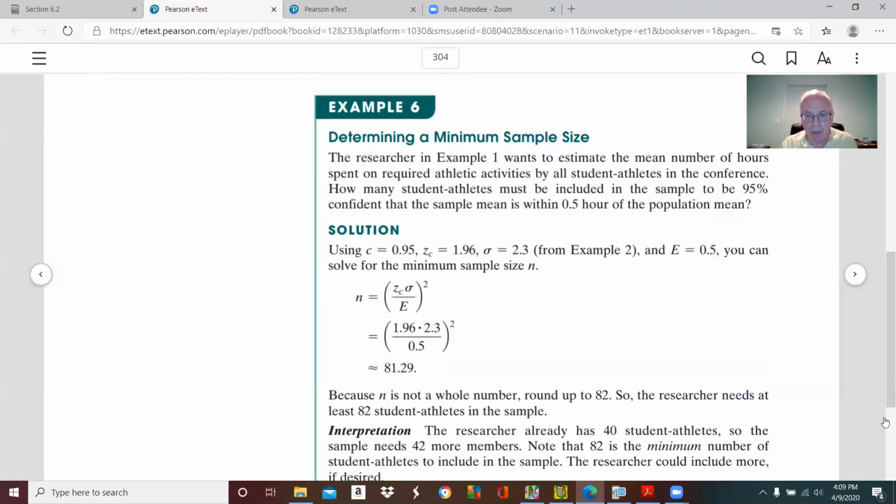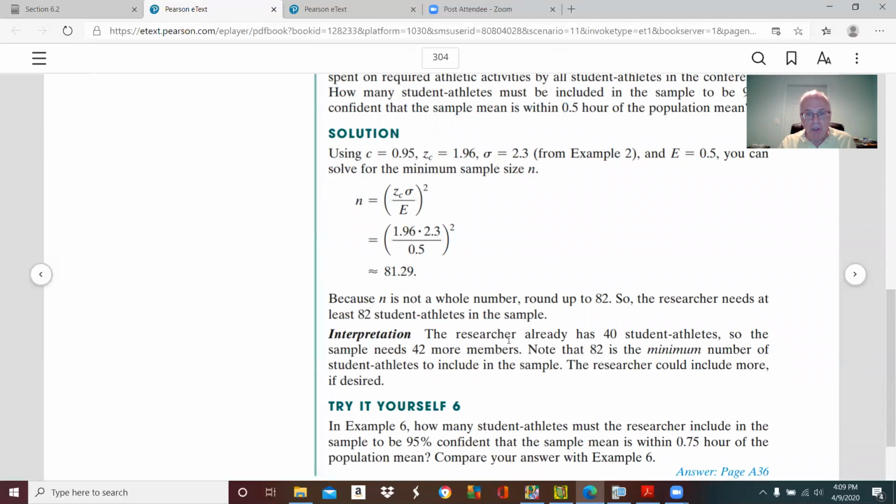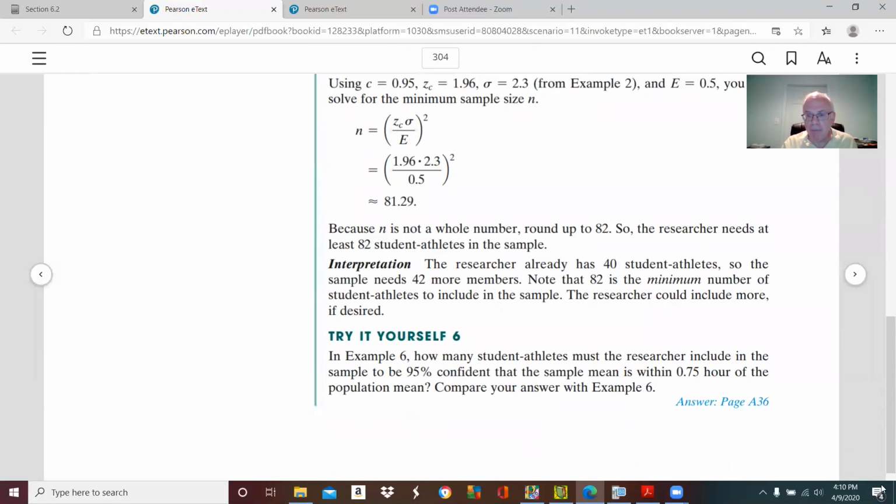All right, so the interpretation is the researcher already has 40 student athletes. Now, where did the 40 come from? Well, if you look back at example 1, that's how many were done in the original sample. So if you want to meet all these requirements, the researcher should have had 82 in the sample, not 40. So they should have had an additional 42 people in the survey. All right, anyway, that's that. So that's how to do a minimum sample size when you're going to be doing research to estimate a population mean. That's how you do it.